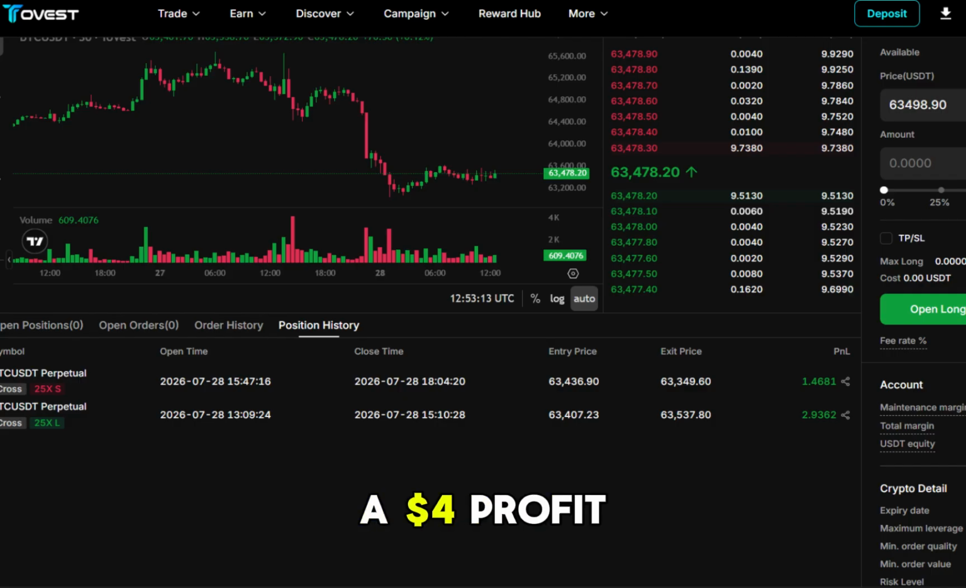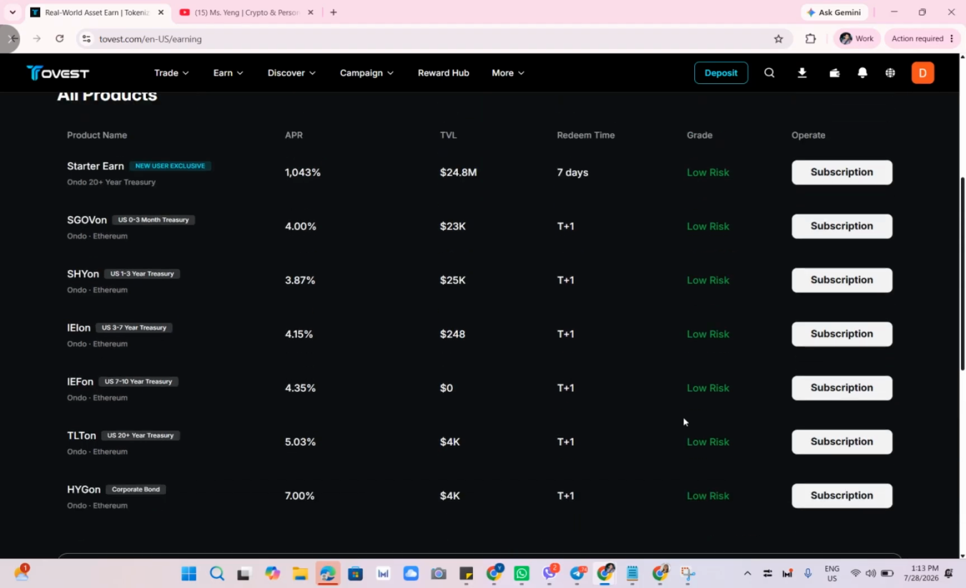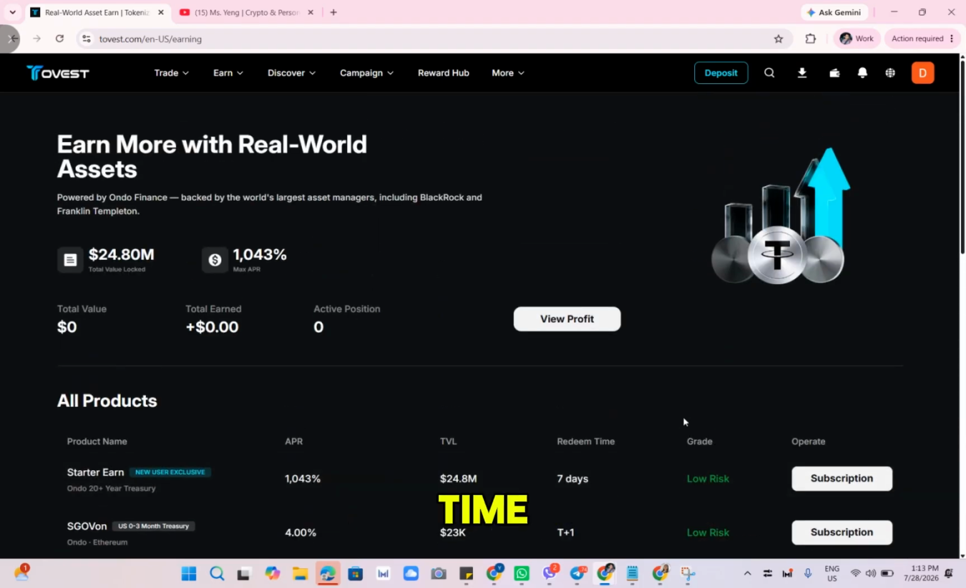Look at this, a $4 profit in just 30 minutes is far better than getting liquidated. Small, consistent gains add up over time, while protecting your capital keeps you in the game.